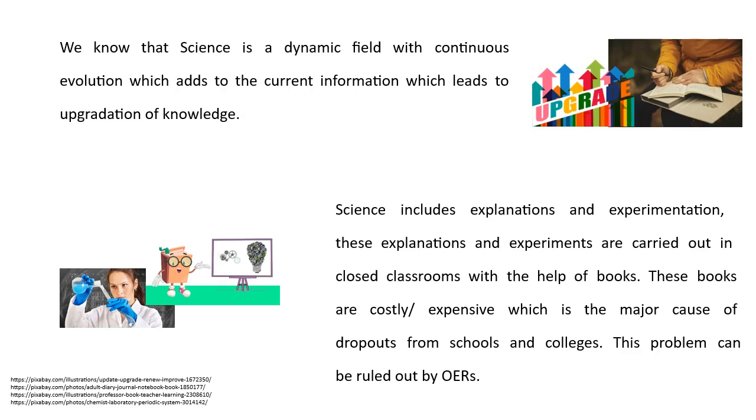Science includes explanations as well as experimentation. Now, these explanations and experiments are carried out in closed classrooms with the help of books. When these books are utilized, they are often too costly. Because of the cost involved in purchasing these books, children may drop out from schools and colleges because they are not able to afford the books. However, an open educational resource can help in ruling out this problem, and it will ensure that there are no more dropouts.